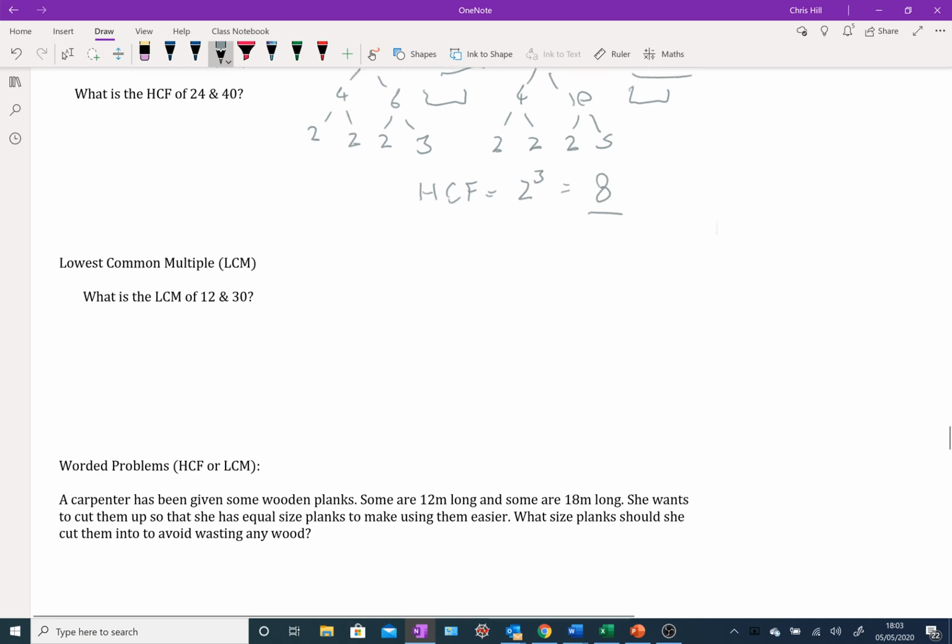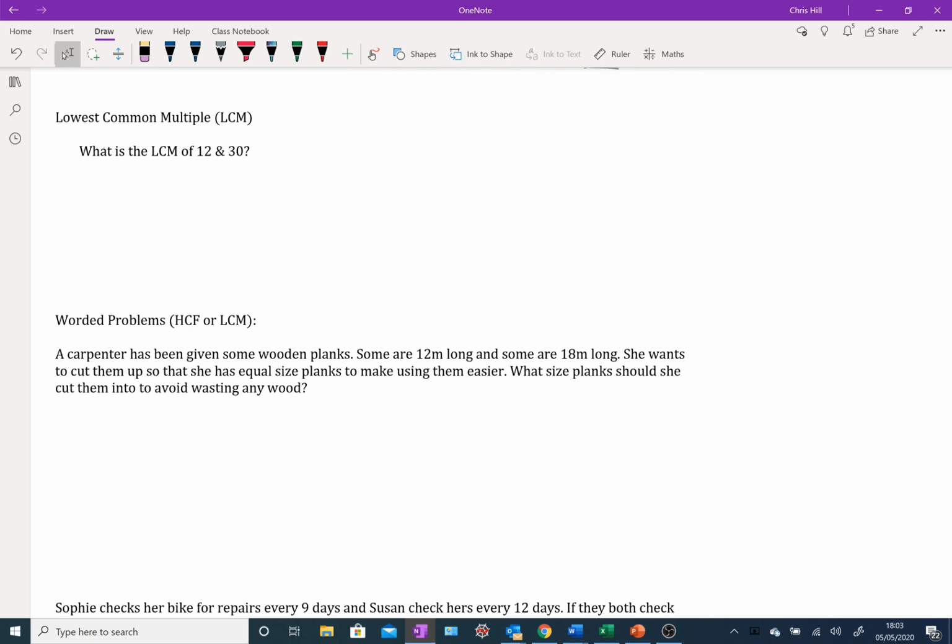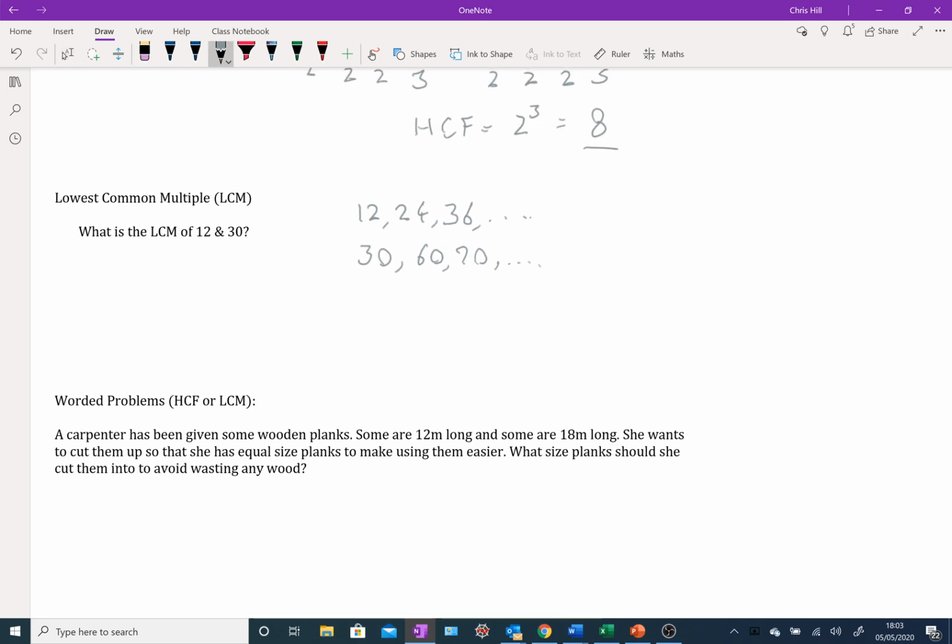Okay. The lowest common multiple, how do we find that? Well, we could list them out. We could just say 12, 24, 36, and so on, and do the same for 30, 60, 90, until we find a number that happens to be the same. However, we choose not to do that. The best way of doing it is to do the prime factorization tree again. So that'll be 4, 3, 2, 2. So 12 is equal to 2 squared times 3.